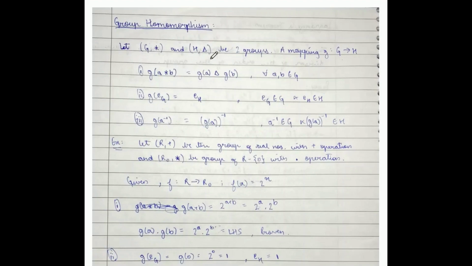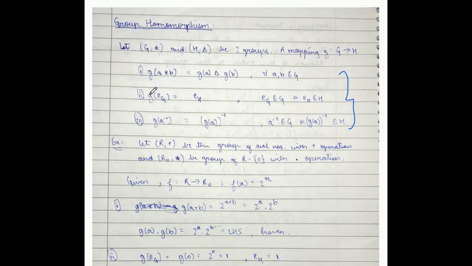Okay, so the next topic is group homomorphism. In this, we've been given two groups, (G, star) and (H, delta), and a mapping g from G to H. So for this mapping g to be a group homomorphism, we have to prove these three to be true. The first one is g of a star b is equal to g of a delta g of b for all a, b belonging to G.